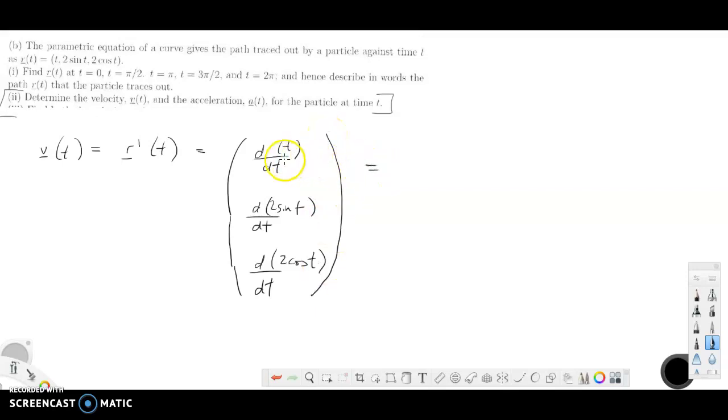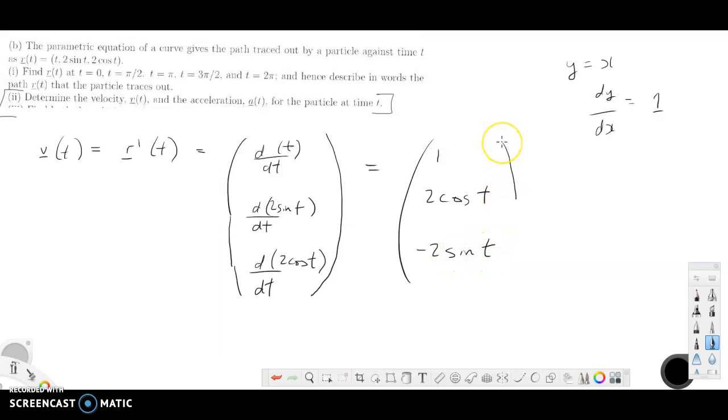Now the first derivative of t with respect to t is just going to be 1. Because if y equals x and you were getting dy/dx, well, the answer would be 1. So it's the same here. 2 sine t, I'm looking at page 25 in the logbook, and sine differentiates to cos. So we're going to end up with 2 cos t there. And cos differentiates to minus sine. So minus 2 sine t there. So that there is the velocity vector.